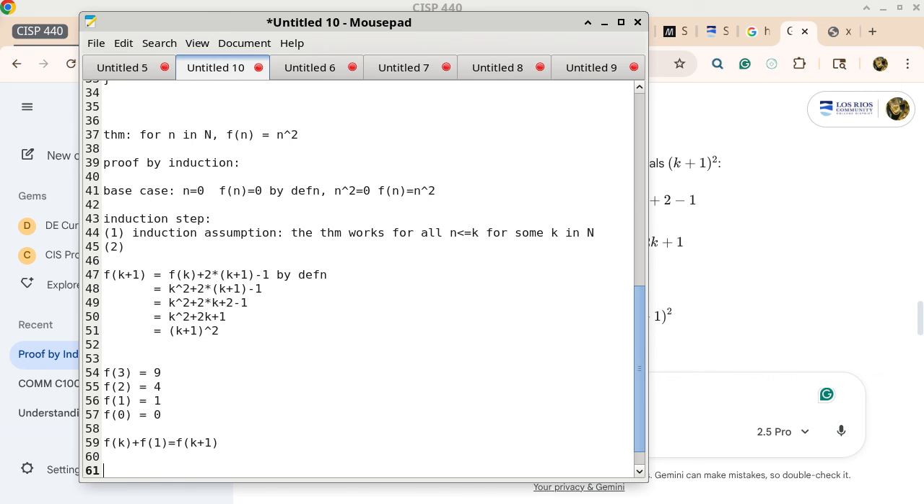I'm going to choose 3. So f of 3 plus f of 1, according to what we know, is 9 plus 1, right? Does that equal f of 4, which is 16? The answer is no. If there's one counterexample showing that f of k plus f of 1 does not equal f of k plus 1, then I'm done.